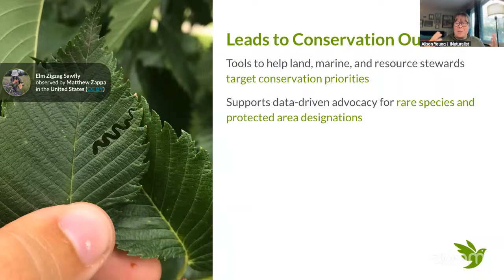When you have so many people out looking for and documenting species, like I said, over 4 million people are part of the iNaturalist community right now and making observations, that means that iNaturalist is usually the place that has the most current information about rare species and where they are.